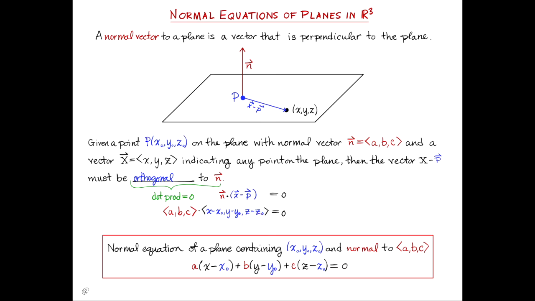And so that gives us the normal equation of a plane, which is containing the point x naught, y naught, z naught, and normal to the vector a, b, c.